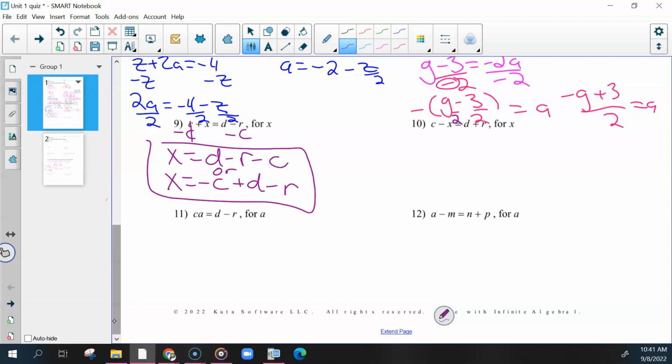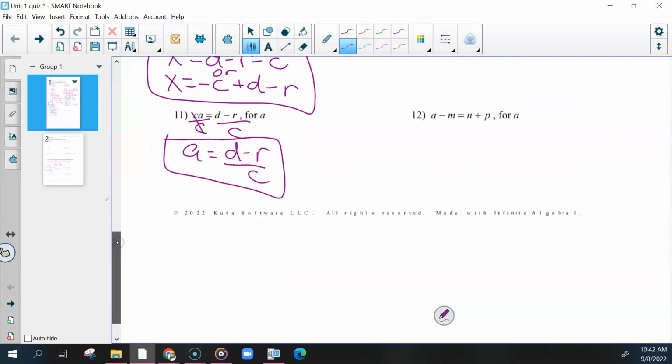But this one, if we're getting a by itself, we need to get rid of c. These are multiplying together, so to do that, we would divide. So d minus r over c would be our answer there. That was the only thing we need to do for that one. So always be thinking about what am I solving or trying to get by itself, and then what could I do to get there.